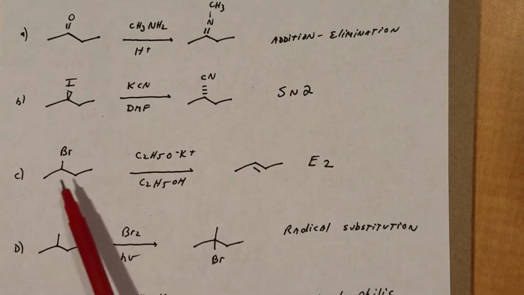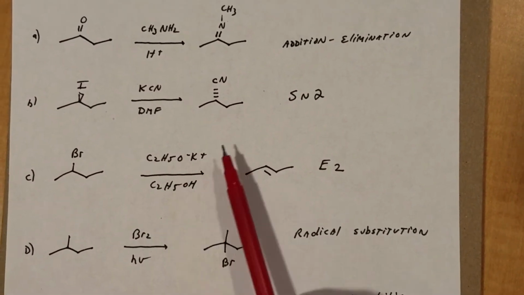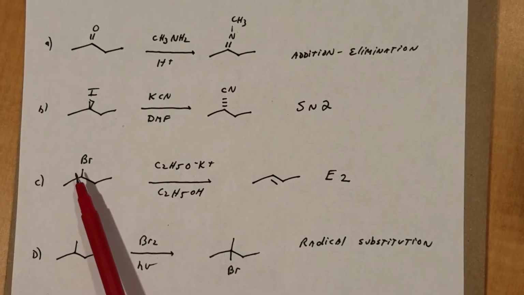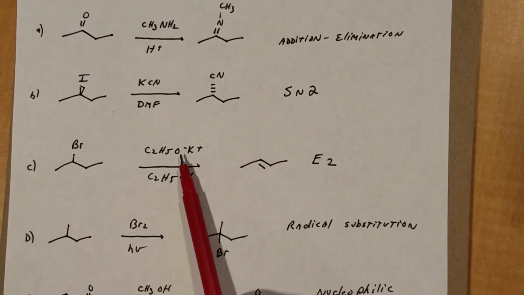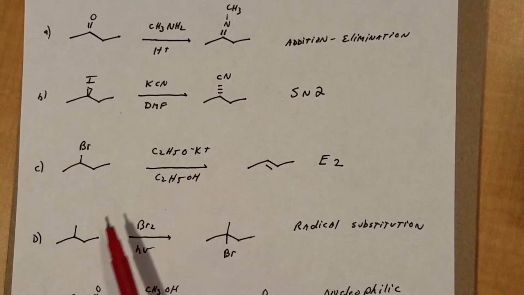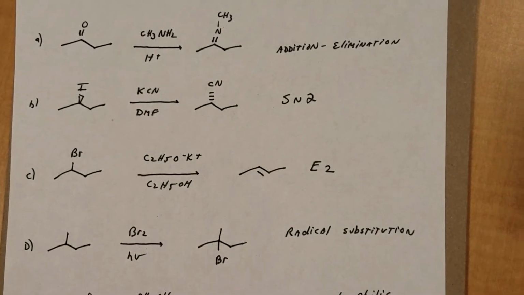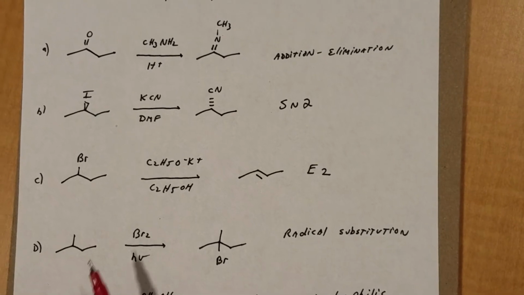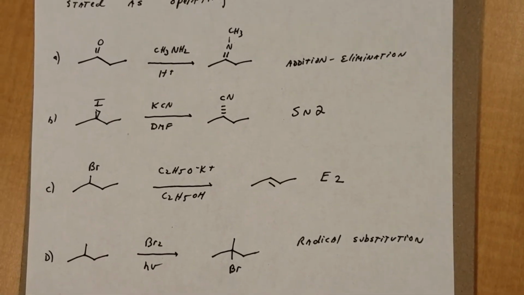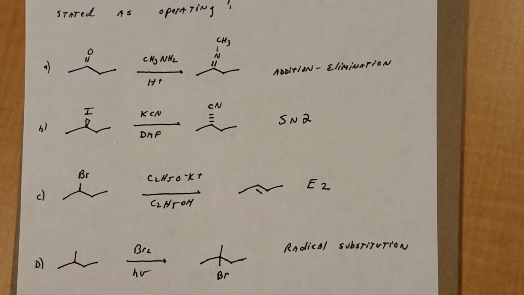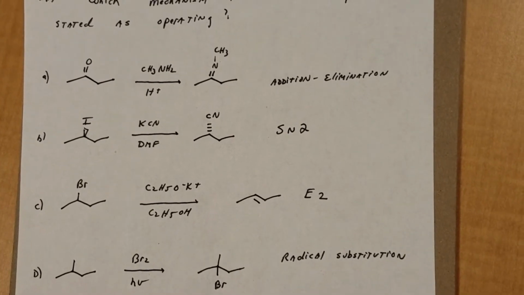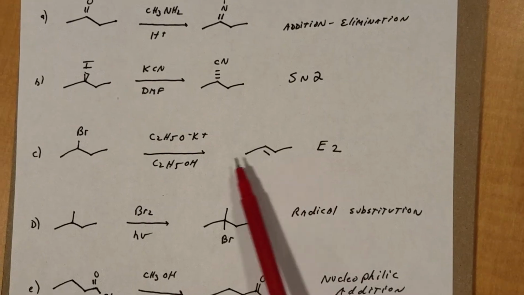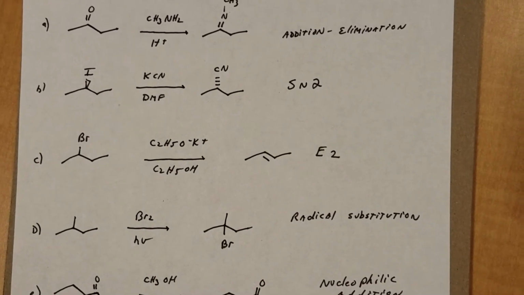If the base is strong and powerful, or in this case, this is still a nucleophile, but I can also use the word base, whenever you have a secondary halide with an ethoxide or a methoxide or an amide, what you're going to do is the E2 reaction, and you're going to form the more substituted alkene. So letter C would be E2 Zaitsev elimination. And notice the stereochemistry shows the trans isomer is the major product.